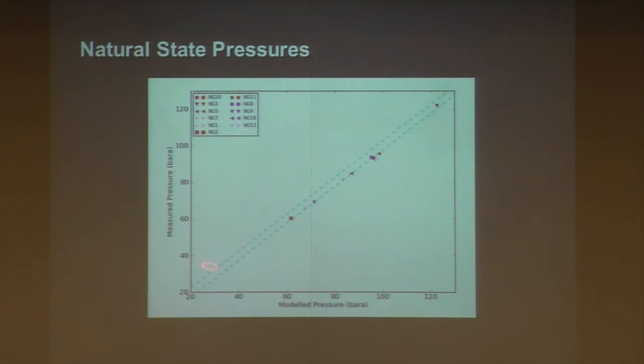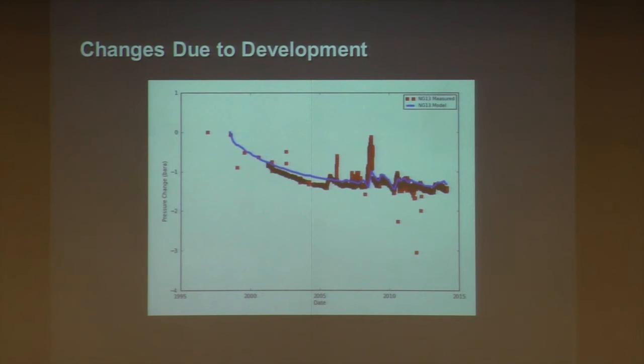This is the match to the natural state pressures. We're plotting here on the horizontal axis the model pressure in bar absolute, and on the vertical axis is the measured pressure. If the model matched perfectly, then all the data points would sit on this 45-degree line, y equals x. The dashed blue line is where there's a mismatch of 2 bar. So the model is a little bit high, but the 2 bar mismatch is quite acceptable for a numerical model. So overall, it's a good match to the measured pressure.